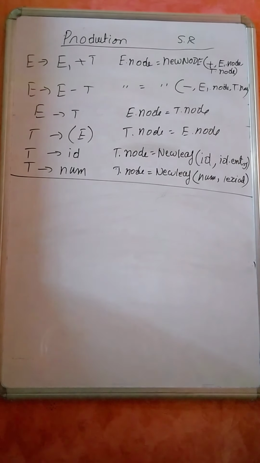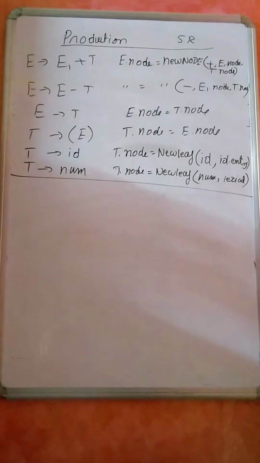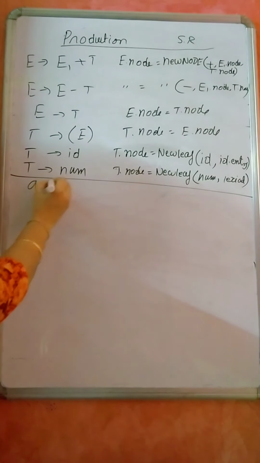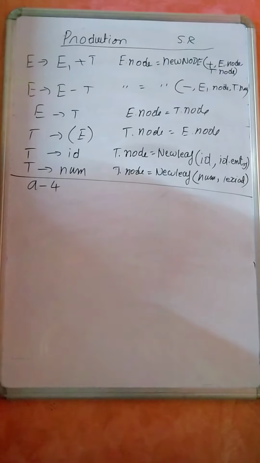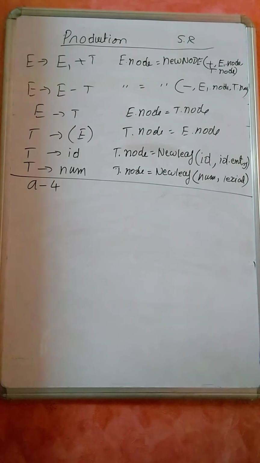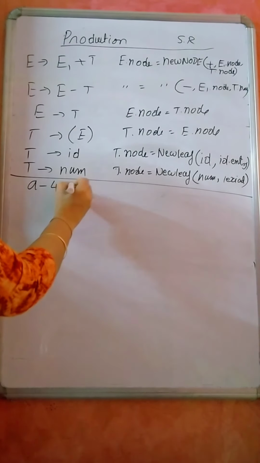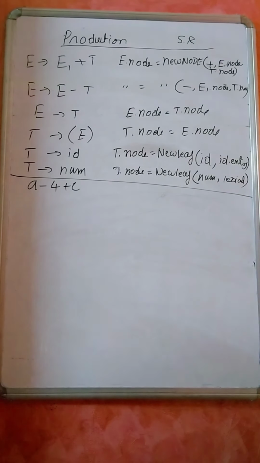Now let us consider one example of a syntax tree. The example I am considering is a minus 4 plus c. Okay, so let us consider this particular example, that is a minus 4 plus c.